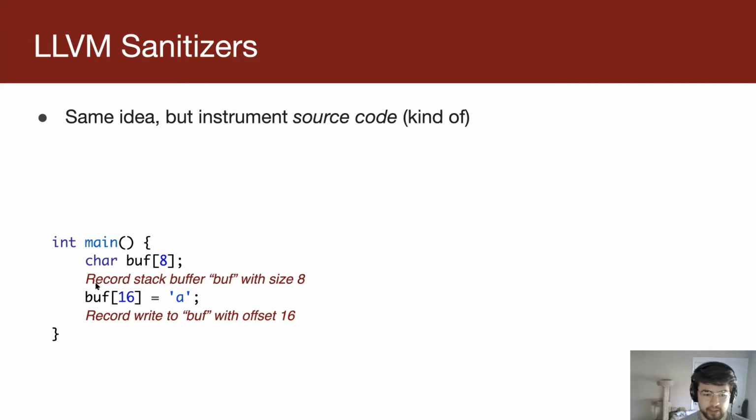And so it will insert some extra code into your program saying, hey, make a note somewhere that this program has a buffer called buff of size 8. And then every time you access memory, it will insert some extra code saying, hey, make a note somewhere that we accessed this buffer at this location. And then it can realize, wait a second, that's not legit.